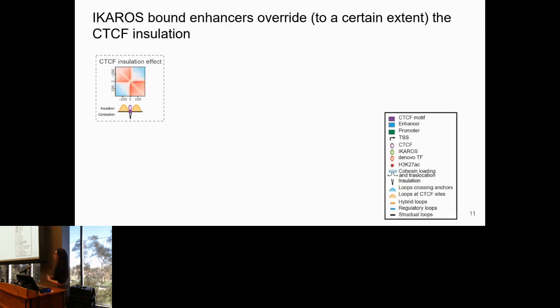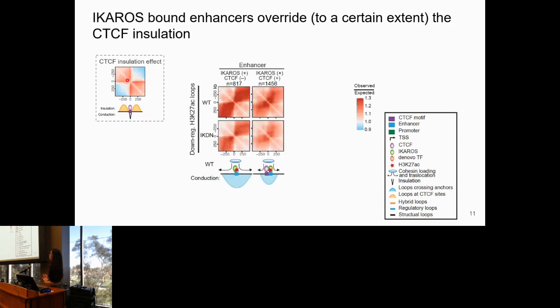Then we wanted to understand how Icarus was interacting with CTCF. CTCF is a DNA binding protein that promotes insulation. So in an aggregate plot, it looks like this, where there's an enrichment of interactions at both sides of this site, but there are not interactions crossing this site. When we look at enhancers that are bound by Icarus and not CTCF, we can see that they are being crossed by very long range interactions. And when CTCF is bound, we observe a reduction of this pattern, but still a lack of insulation.